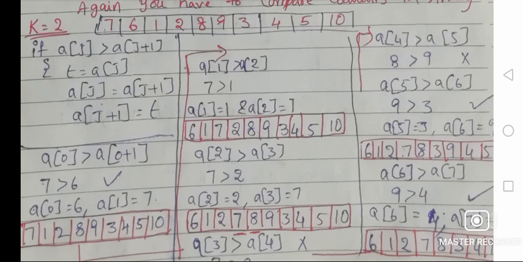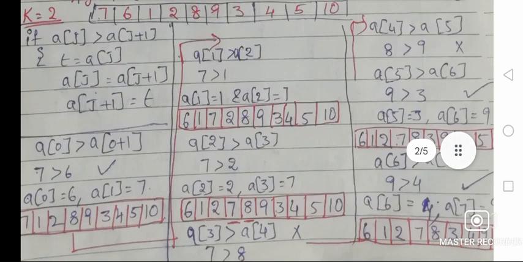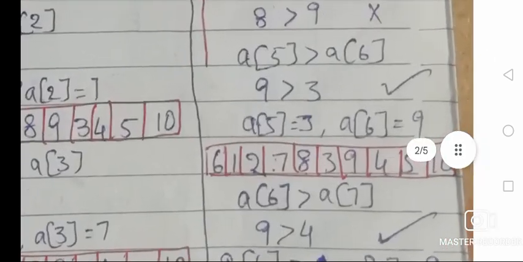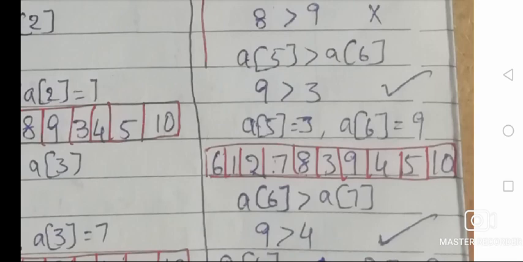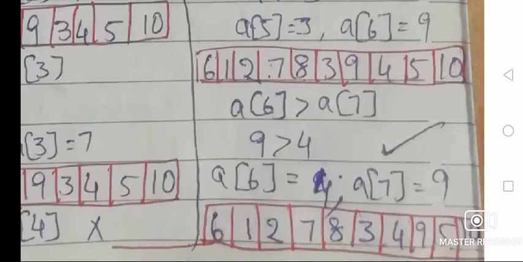You can find the new array here. Again you have to increase the position of J and check the condition 7 greater than 2. This condition is also true and you have to exchange the values. You can find the new array and you have to increase the value of J. This condition will be false and you have to increase the J value. Again you have to check the condition. This condition also fails, and again you have to check the condition. F5 greater than F6, 9 greater than 3. This condition will be true and it will exchange the values.